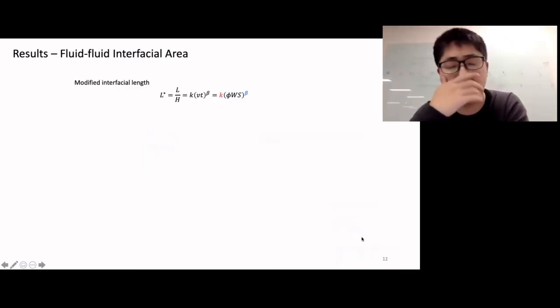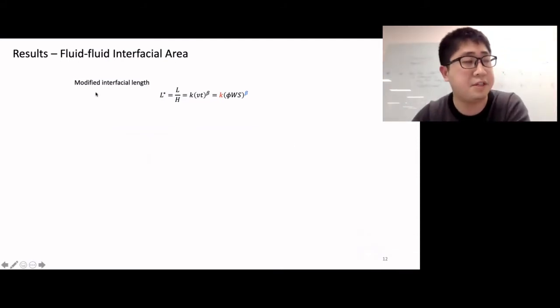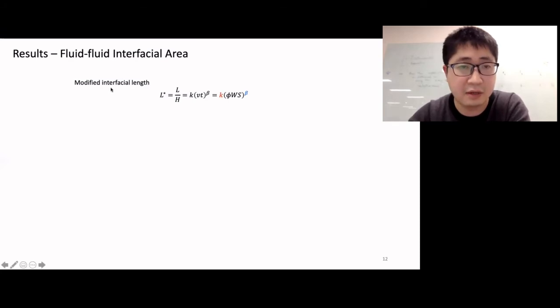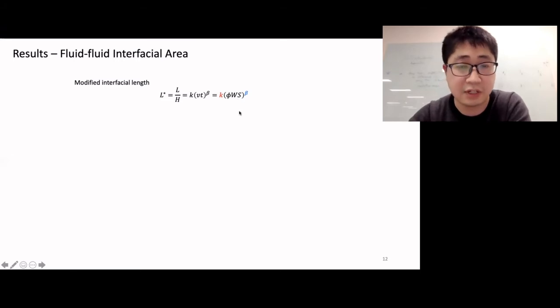The other very important parameter is the fluid-fluid interfacial area, which measures the potential total energy between all those different phases. So here, the modified interfacial length, basically divided by the length of the channel, is a function of K and beta, which previously were only fitting parameters. And this phi is the porosity of the material, W is the width, and S is the saturation.